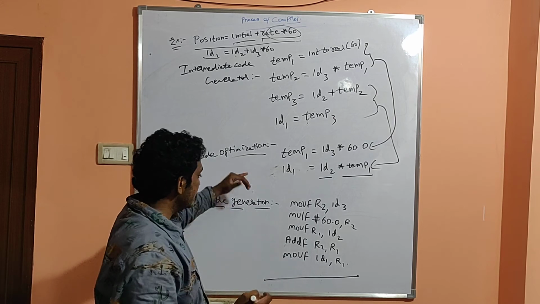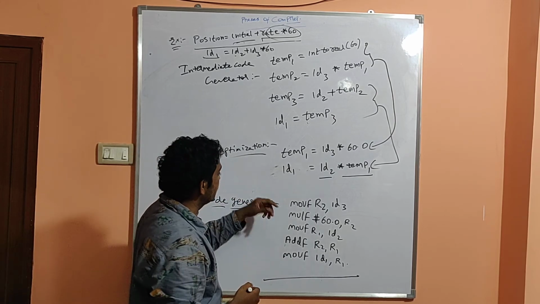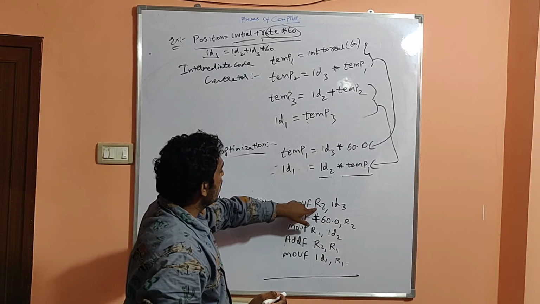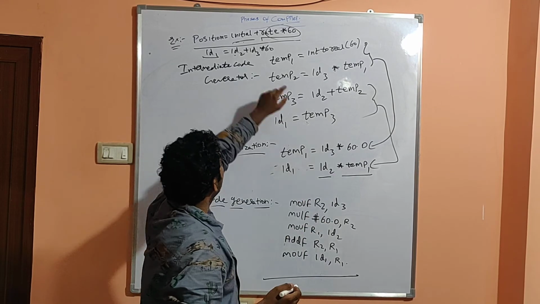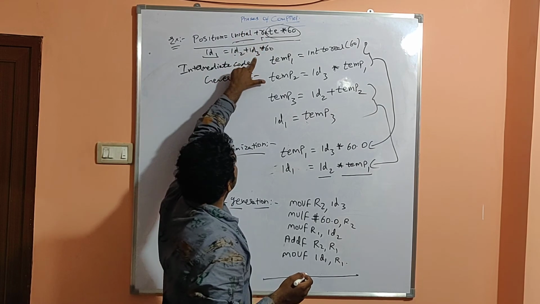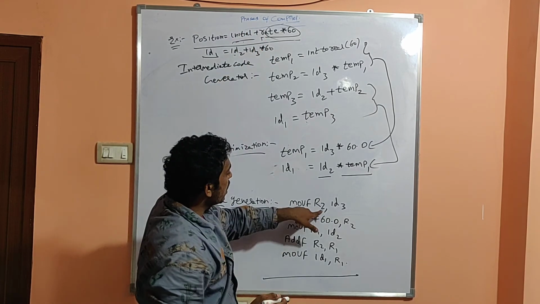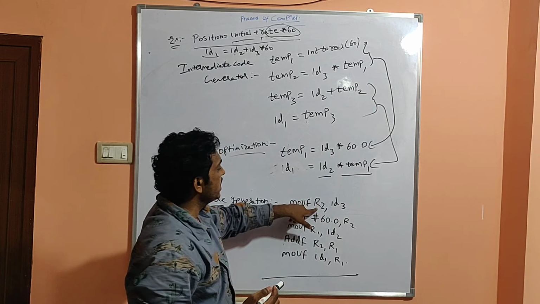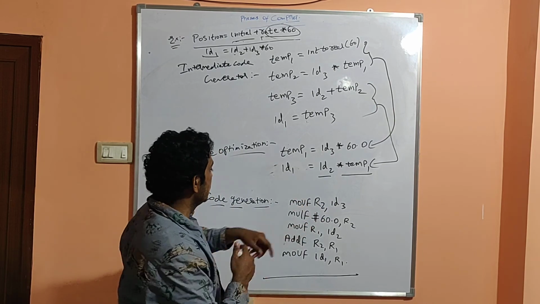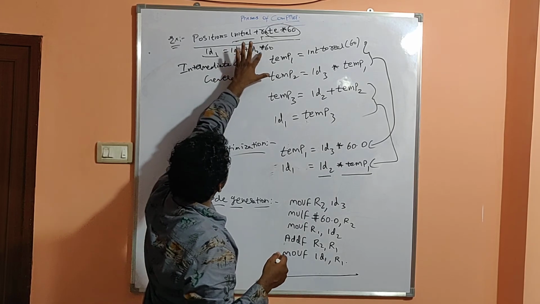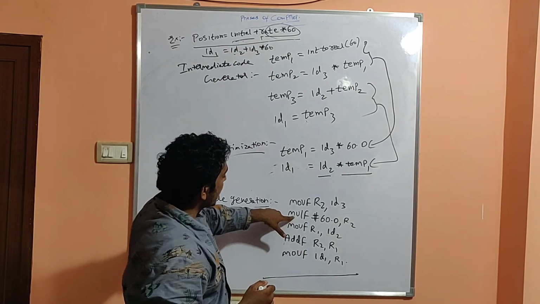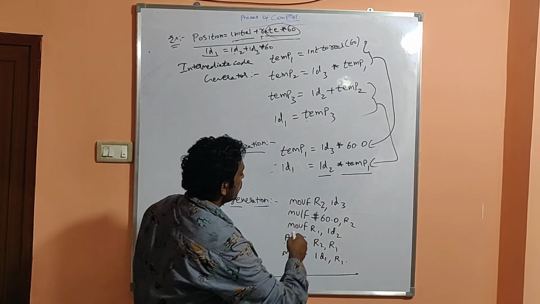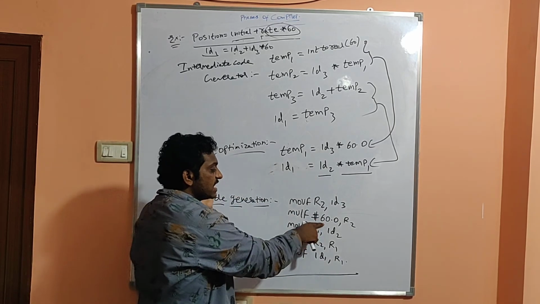Now let's see again how code generation takes place. First we take the move function, MOVF of R2 comma id3. id3 means the rate value. R2 is a temporary variable which stores id3 for temporary purposes. Next, id3 we have to multiply with 60. That is why I am writing MUL, which means the multiplication function.